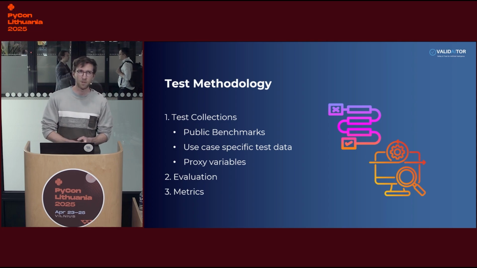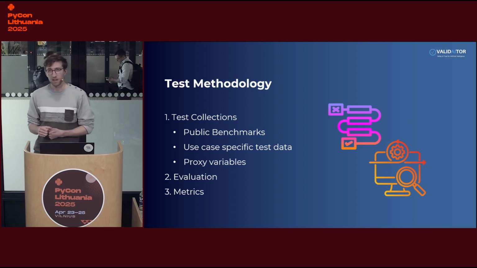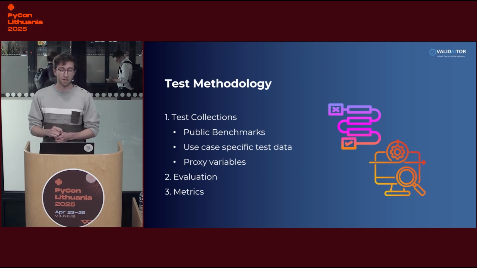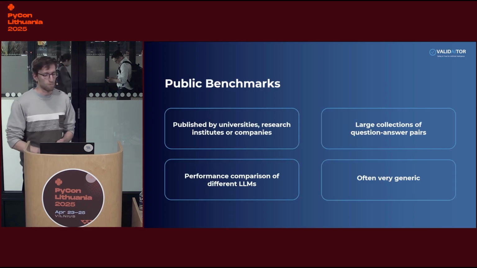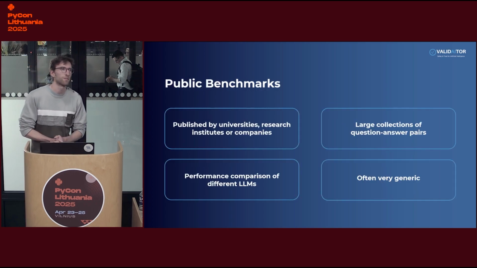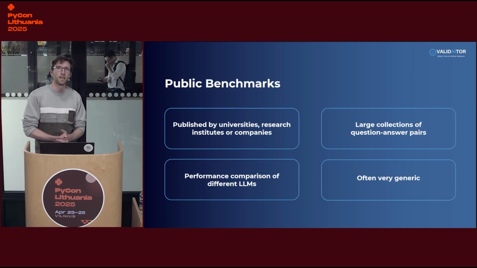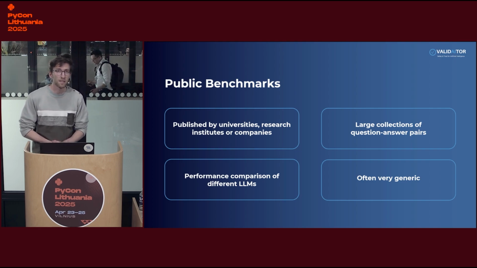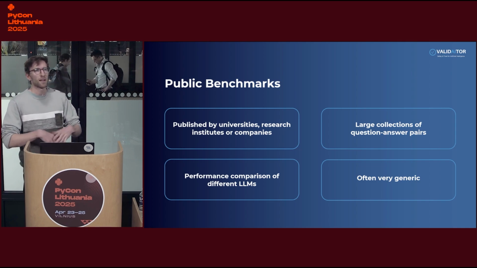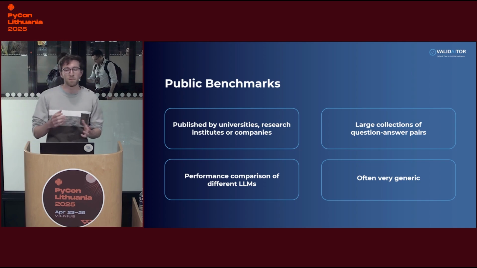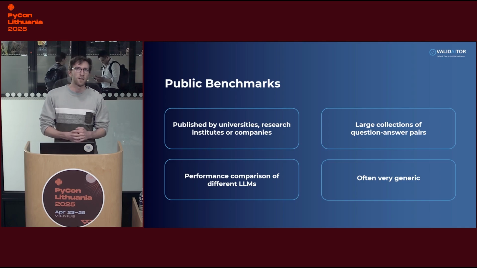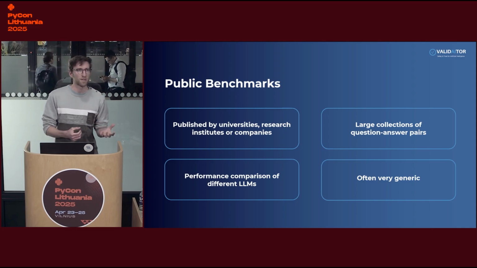And when we come to the test methodology, we have several aspects we can look at. There are the test collections, there is the evaluation part and the metrics. And one option for the test collections are public benchmarks. These are usually published by research institutes, by companies, by universities, and they're usually very large, contain many prompt-answer pairs, and they allow us to have a good comparison of the performance.